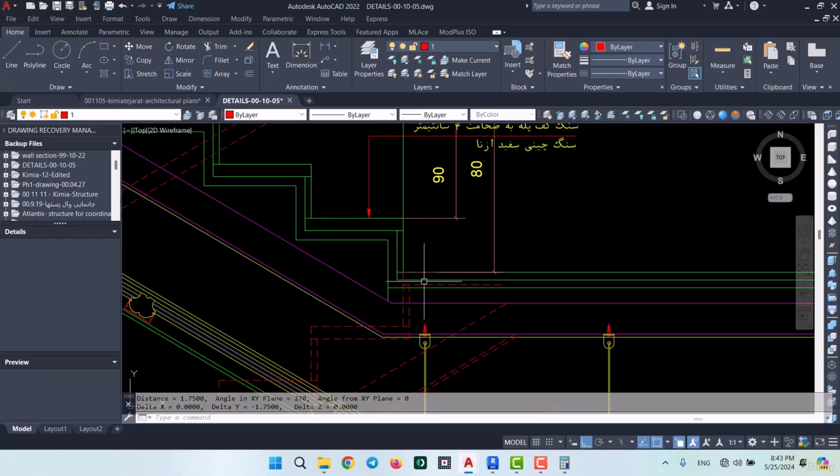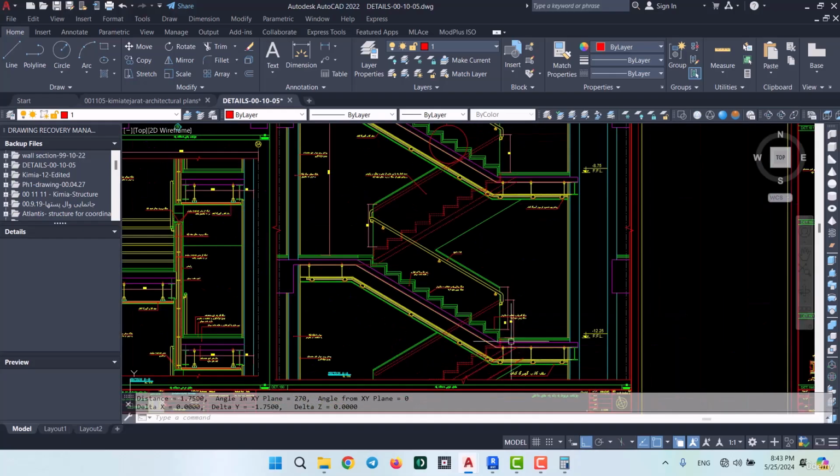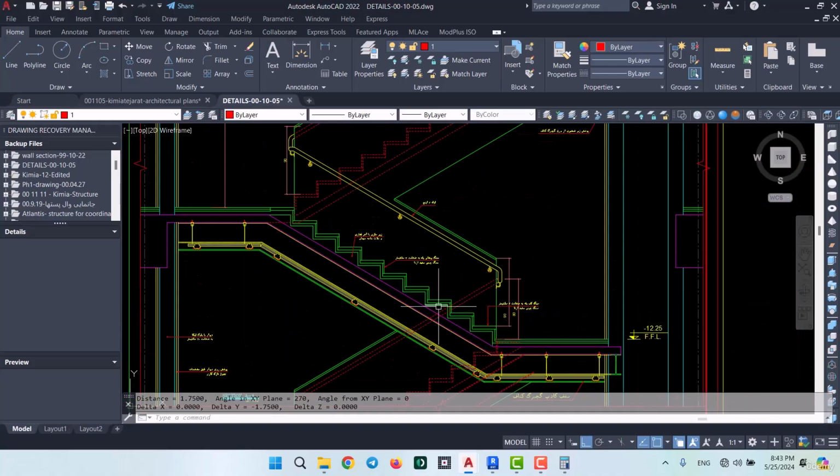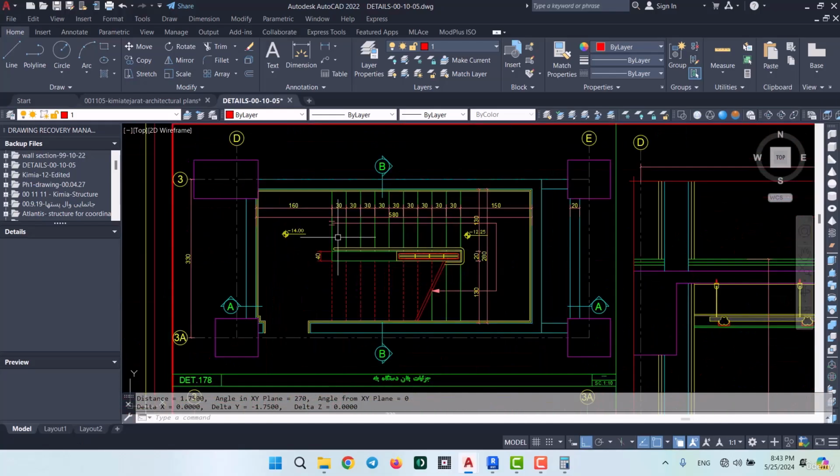So far we know that the height of each step is 17 and a half. Let's also check how many there are. 1, 2, 3, 4, 5, 6, 7, 8, 9, 10. That's the same amount we saw in the main plan. You can also see here we've got 10 and 10 other steps on here. And the height of each step is 17 and a half.